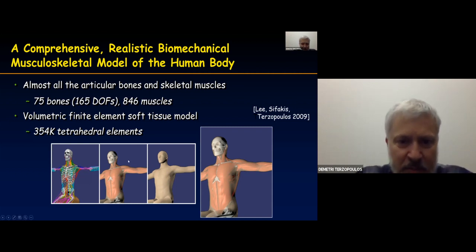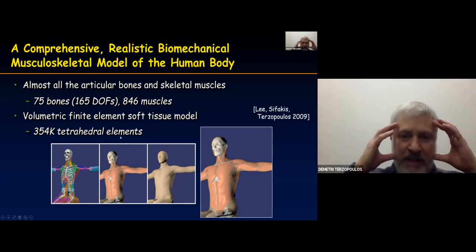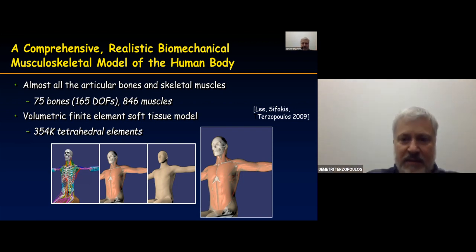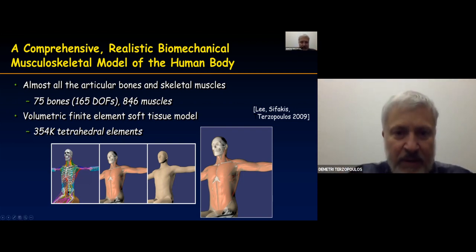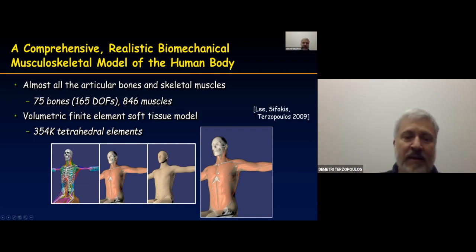And so here, this body has 75 bones or 165 degrees of freedom, excluding the hands, and a large number of muscles, 846 muscles. This excludes the facial muscles. It's just the skeletal muscles of the body here. But you can see there's a large number of muscles. Also, a volumetric finite element soft tissue model with 350,000 tetrahedral finite elements, and full anatomical accuracy of where the muscles are positioned and all of that.